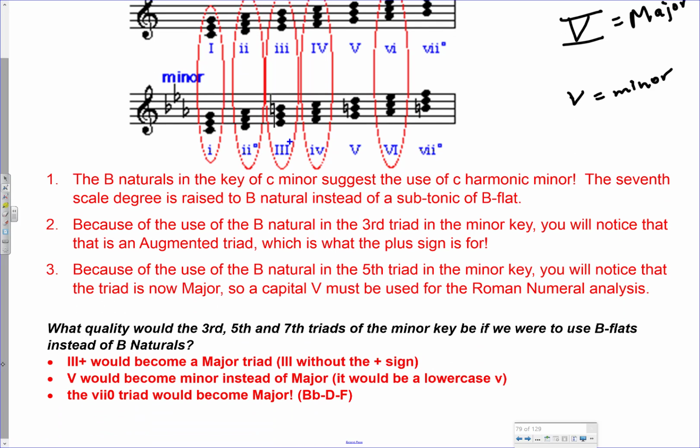So here's some questions for you at the bottom of the page. What quality would the 3rd, 5th, and 7th triads of the minor key be if we were to use B flats instead of B naturals? Well, the 3 augmented triad would become a major triad, which would just be capital Roman numeral 3 without the augmented sign. The 5 chord would become minor instead of major and would be a lowercase v. And the 7 diminished triad would actually become major, B flat, D, F.